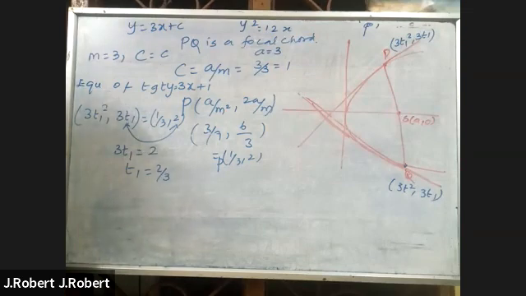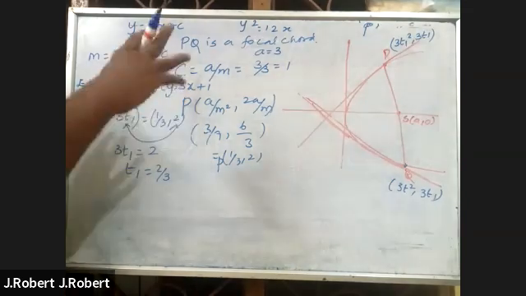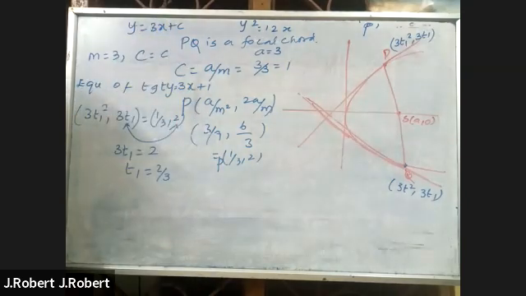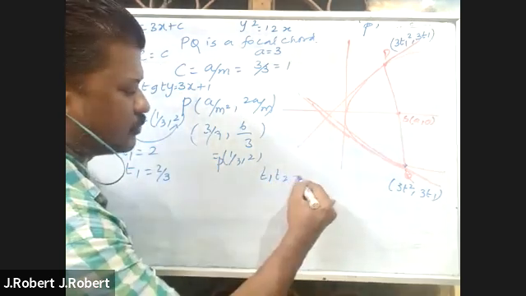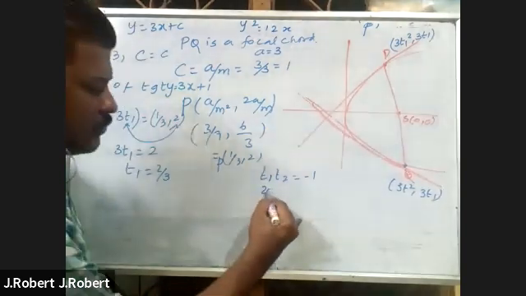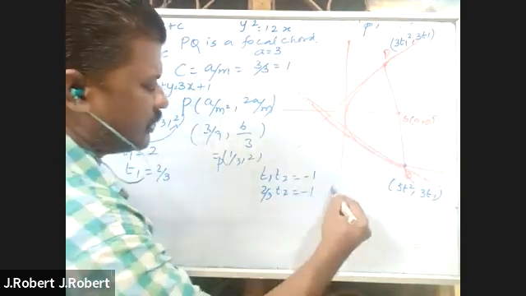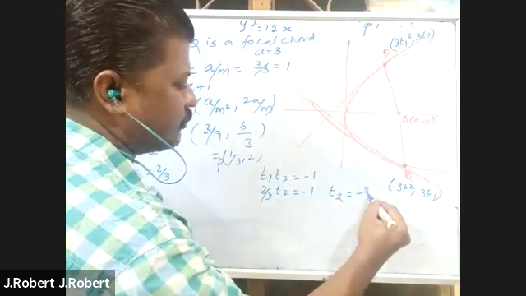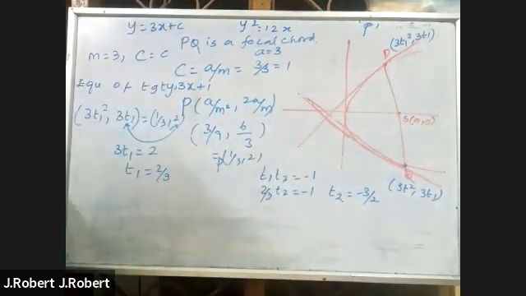Please listen carefully. My question now is a very important one. T1 is 2 by 3, we found it, so we can easily find T2. Why? Because PQ is the focal chord. Any 2 points T1 and T2 on a focal chord of a parabola satisfy the condition T1 into T2 is equal to -1. Your T1 is 2 by 3 into T2 is equal to -1. Your T2 is equal to -3 by 2.